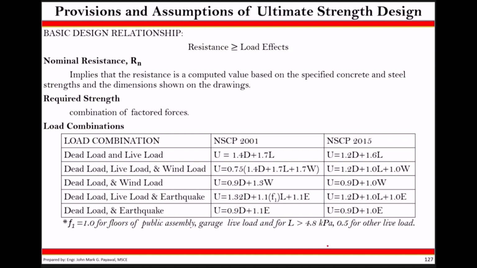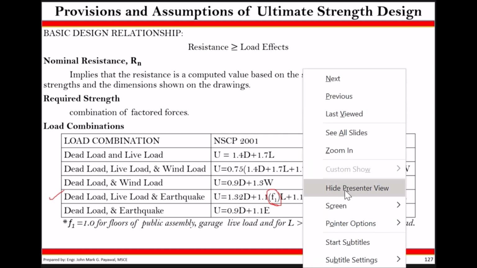Just take a look on this one, dead load, live load, and earthquake. There is F sub 1 here. At the bottom, we have the caption that F sub 1 is equal to 1.0 for floors of public assembly, for garage live load, and for L greater than 4.5 kilopascal. It becomes 0.5 for other type of live loads.